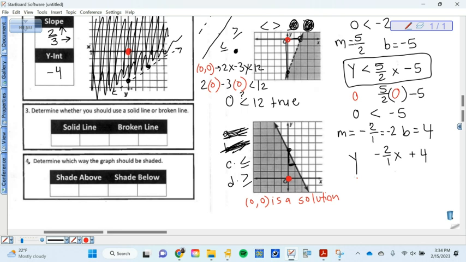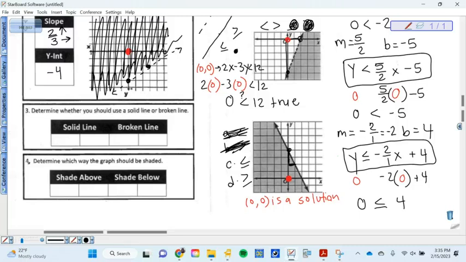Okay, so if I plug in 0, 0, I have 0 there, 0 there. And on the left-hand side, it's just 0. On the right-hand side, I have -2 times 0 plus 4. What's -2 times 0? 0 plus 4. So how am I going to make this true? Do I need a less than or a greater than? A less than. So that's what I use up here. Are we okay? Does that make sense? Do you have any questions so far? No? Okay.